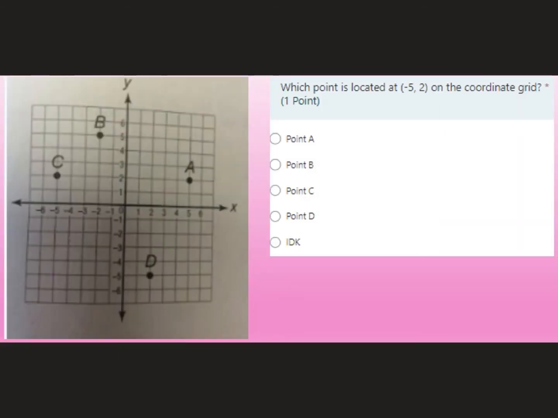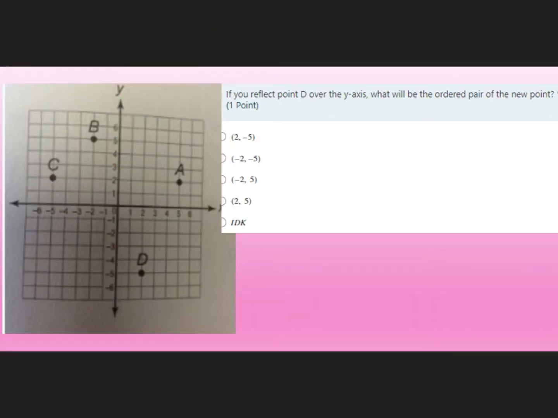Which point is located at negative 5, 2 on the coordinate grid? Biggest thing to remember is on a coordinate grid, you plot the x, then the y. Okay, so x comes first, and that is your horizontal line here. Your y-axis goes up and down. That's your vertical. So at the point negative 5, positive 2, well, over to negative 5, up to positive 2, that's at point C.